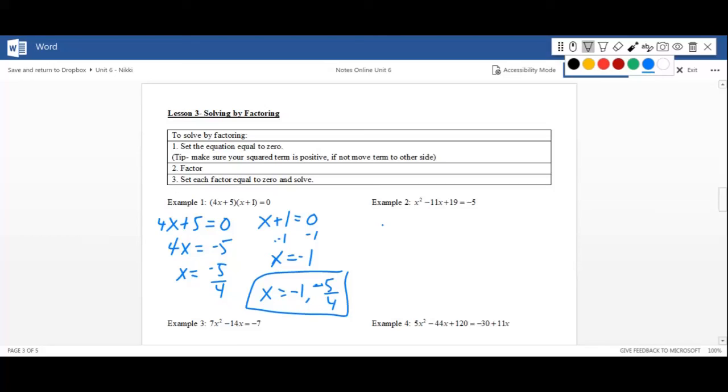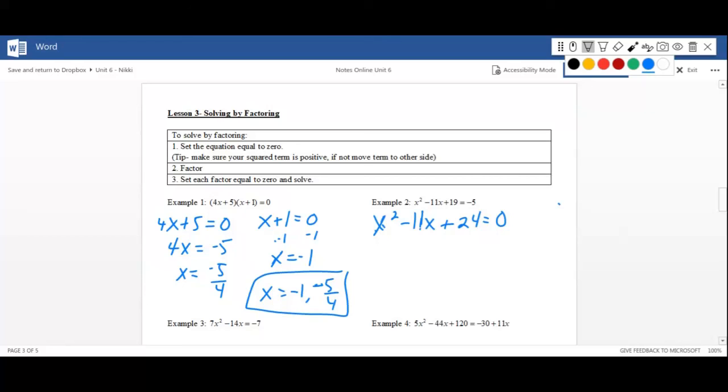Both of those, if we plug them back in, would give us 0 as the solution to that equation. Now, number 2, step 1, we have to do this time. The negative 5 is not 0, so we're going to have to add that over. So it'll still be x squared minus 11x, but now we can add 5 to 19, and we're looking at plus 24. So now step 1 is done. We have it set equal to 0.